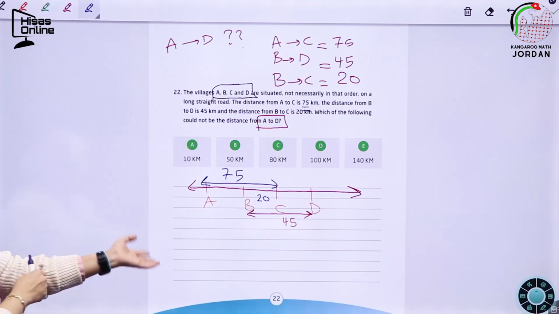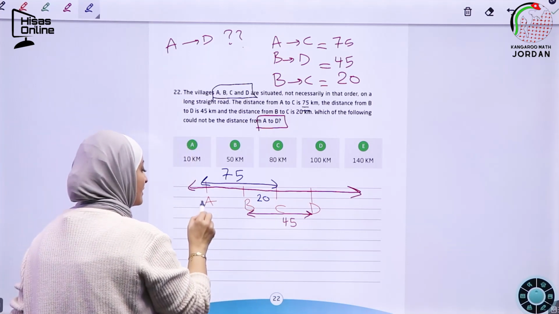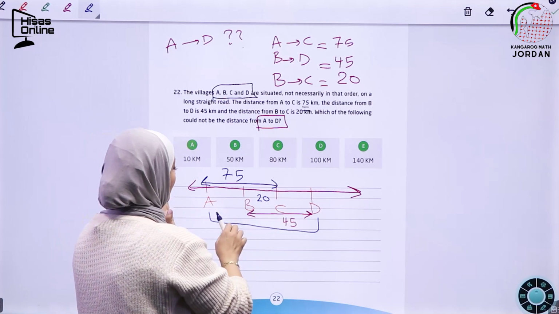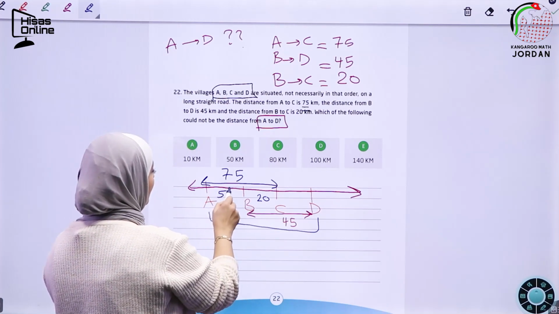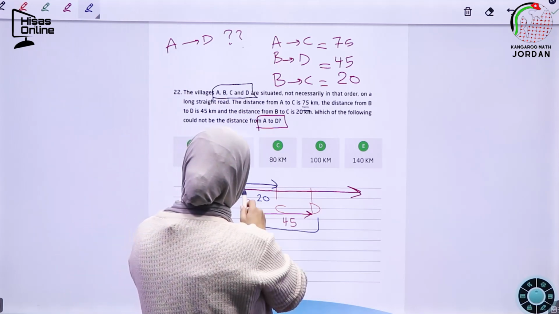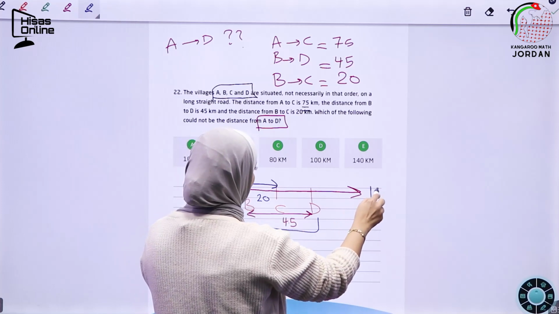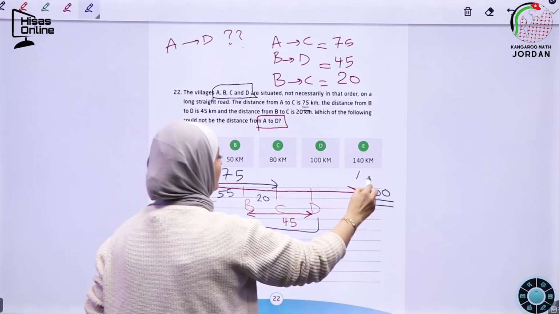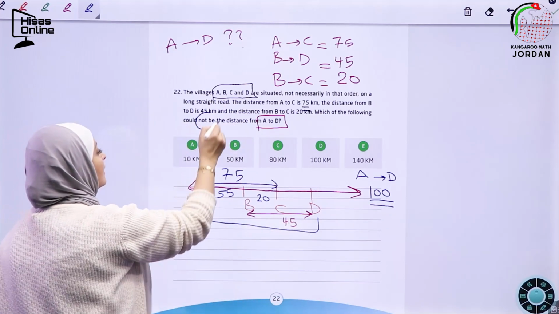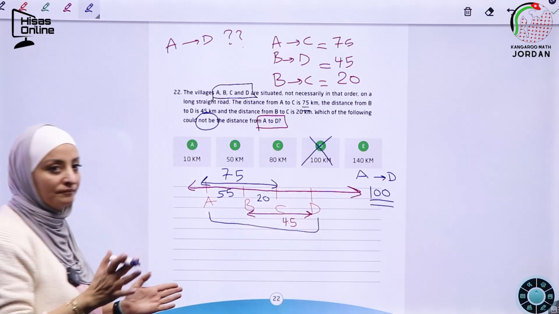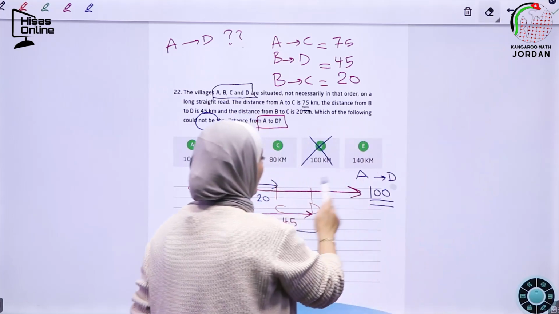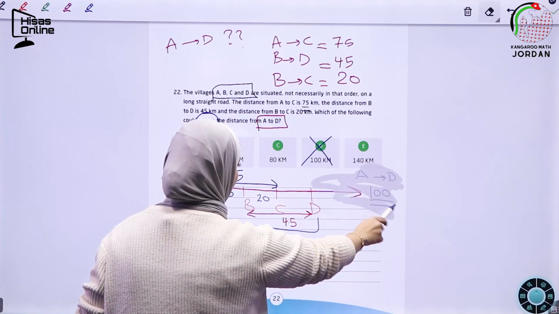In this case, if they are located this way, I need to find the distance from A to D. It's 75 minus 20, which is 55, and 55 plus 45 is 100. So the distance between A and D is 100. They ask which couldn't be, so I'll cross the first option. We'll do the same but with a different order of location for the villages.